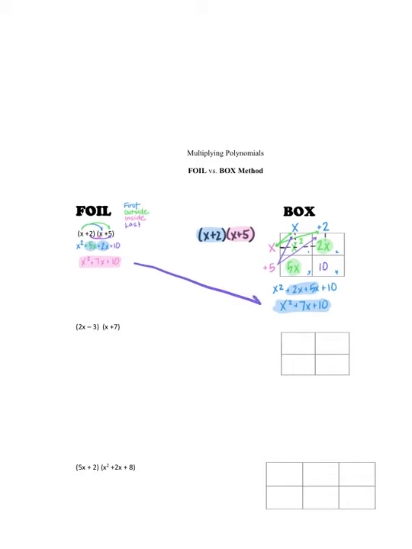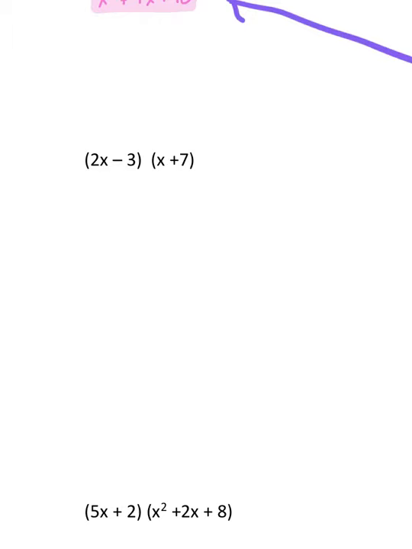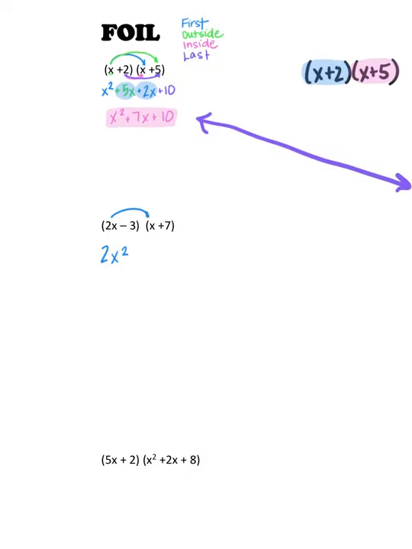Okay, so let's try another one. So let's look here. Here I have my first two numbers, and I get 2x squared. My outside numbers, I get my 2x times my 7, so plus 14x. My inside numbers, negative 3x. And finally my last numbers, negative 21.